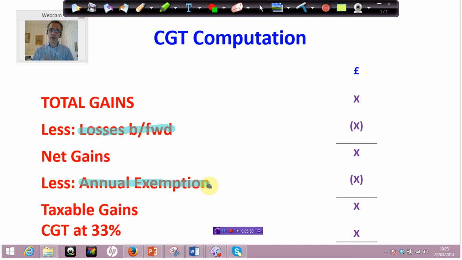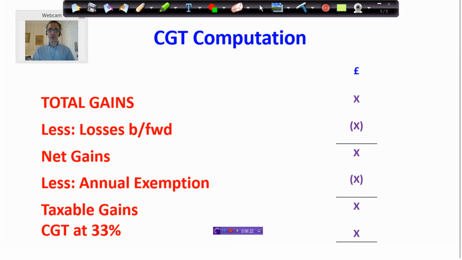Okay. Once we have our taxable gains, we tax at 33% in our current year. Note that that's changed from FA12. So any resitters who are looking at this screencast, note the change in the rate year on year from 30 to 33, a 3% increase. Okay. So really that's how we would compute a CGT payable figure for a given question.